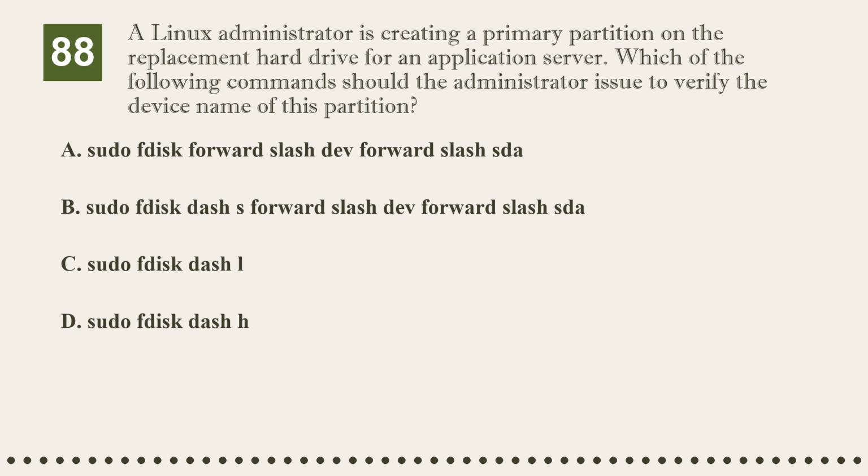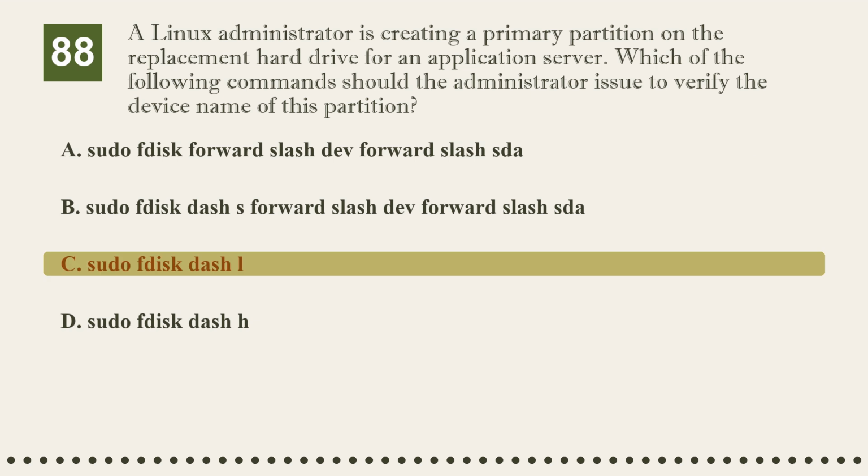Which of the following commands should the administrator issue to verify the device name of this partition? Option A, sudo fdisk /dev/sda. Option B, sudo fdisk -s /dev/sda. Option C, sudo fdisk -l. Option D, sudo fdisk -h. The correct answer is option C, sudo fdisk -l.